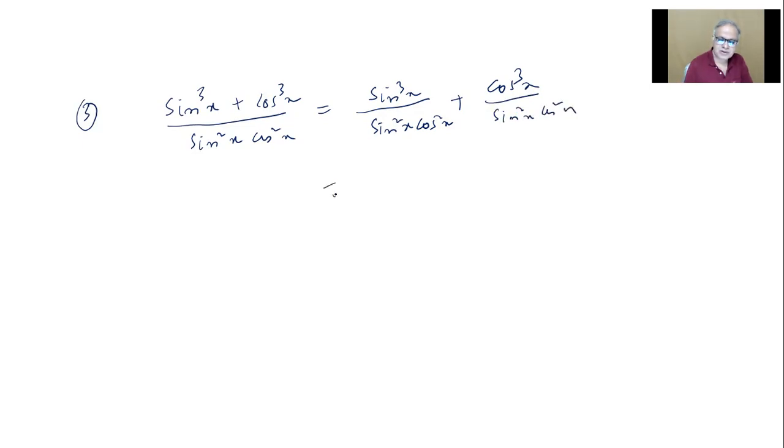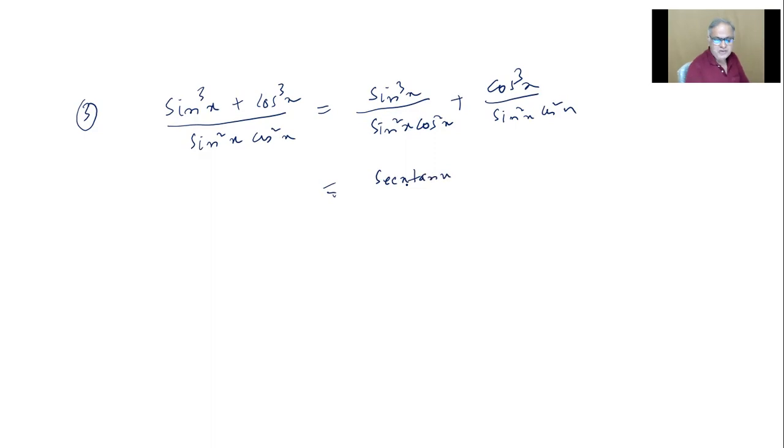So this becomes what, children? Sine x will be there, and one by cos square x is what? Secant square x. But instead, I can write it as secant x tan x. Sine x by cos x is tan x, and one by cos x is secant x.